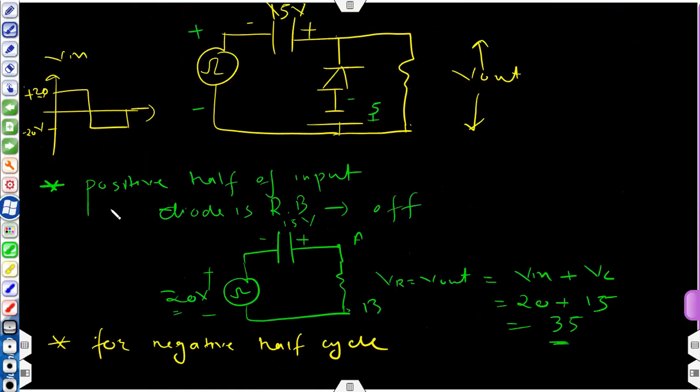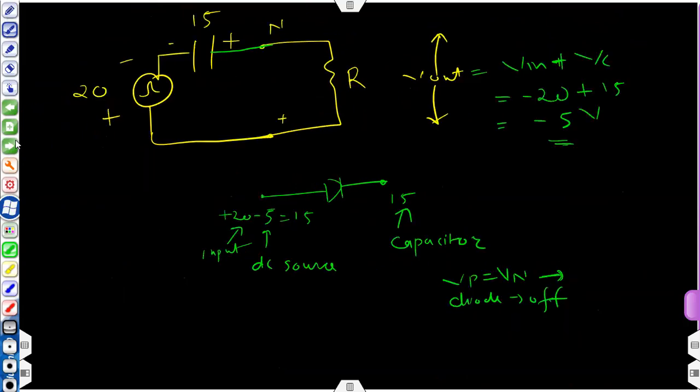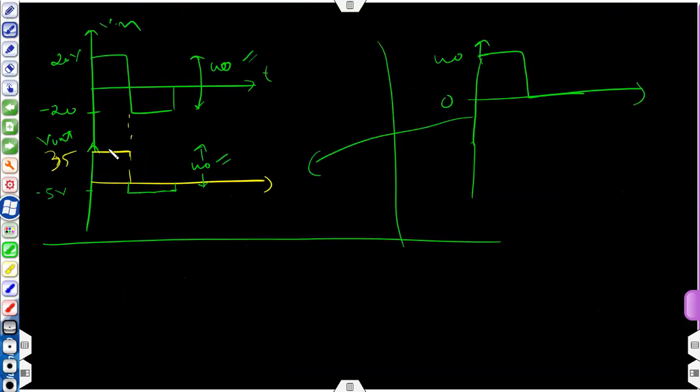I have drawn this. For the positive half of the input, I have determined the output voltage, 35. This is my positive half, and then I have drawn the graph for this positive half. Before that I have not drawn any graph. This cycle was just to determine the voltage across this capacitor. That's it, either plus minus in this way or minus plus.